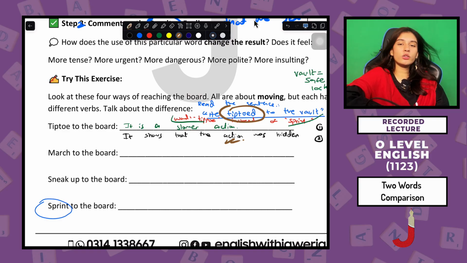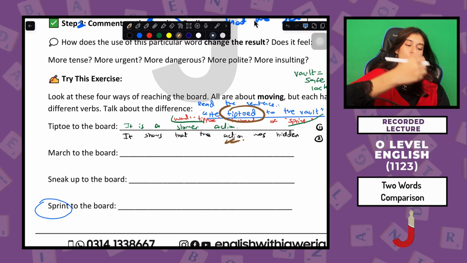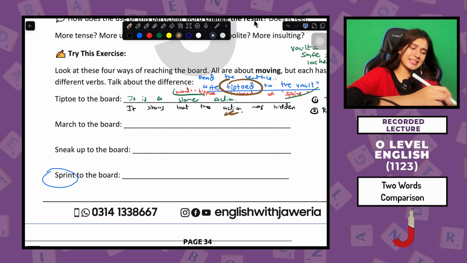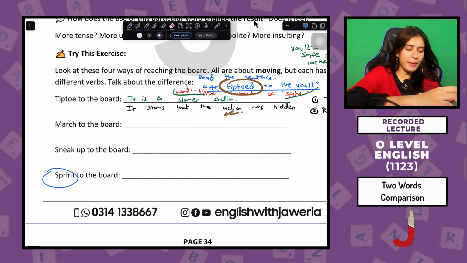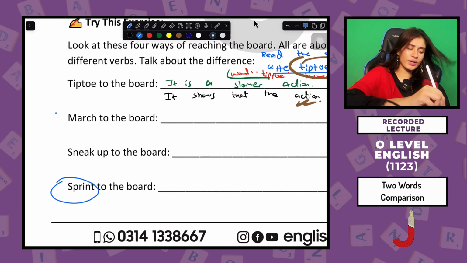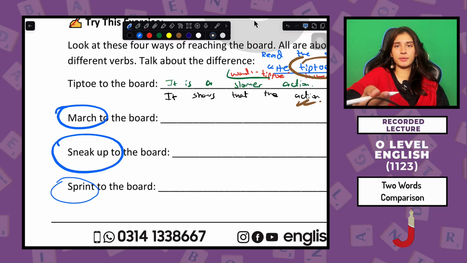That is exactly how you structure your answer. That is the two sentences that you'll write to complete your answer. This was just an example exercise. I also wanted to help take your advice on the differences between these words. So once again, let's look at these two words, march or sneak up.